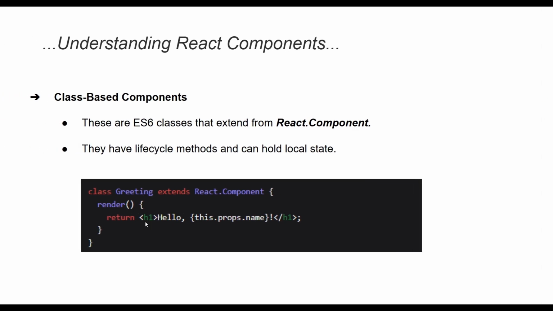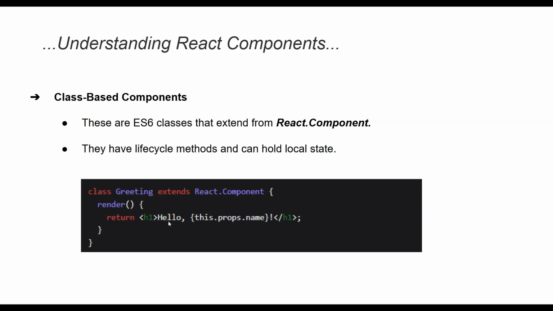And the next one here is the class-based component. Here, the class-based component uses ES6 classes that extend from React components. They have lifecycle methods and can hold local state. If you see here, we have the keyword class and the greetings, as opposed to the first one we've seen that has the function keyword, right? So it has class greetings, and it extends the React component to render the output for the user.